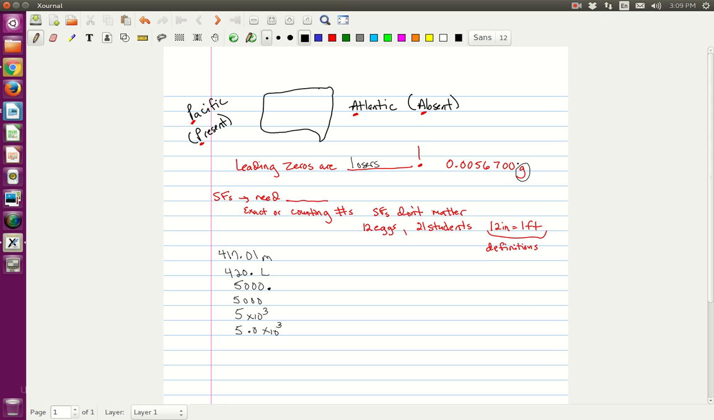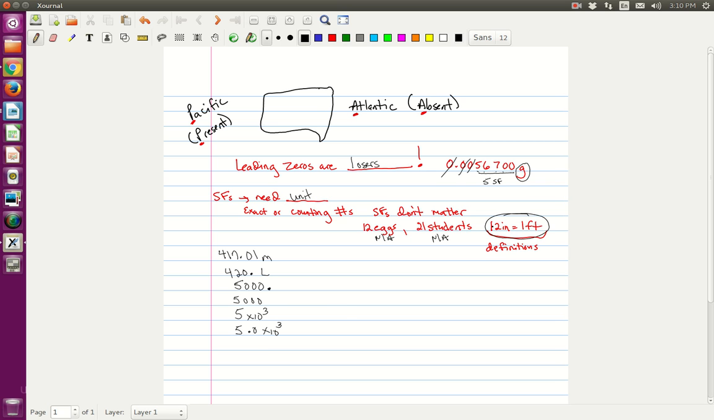Remember that sig figs have to have a unit, a measured unit. So leading zeros would be losers. So this has 1, 2, 3, 4, 5. 5 sig figs in this particular number. Sig figs need a unit, and people and jelly beans are not units. Counting numbers have infinite significance, so you don't measure that. You don't look at those for sig figs. So 12 eggs, sig figs do not apply. Neither do 21 students.